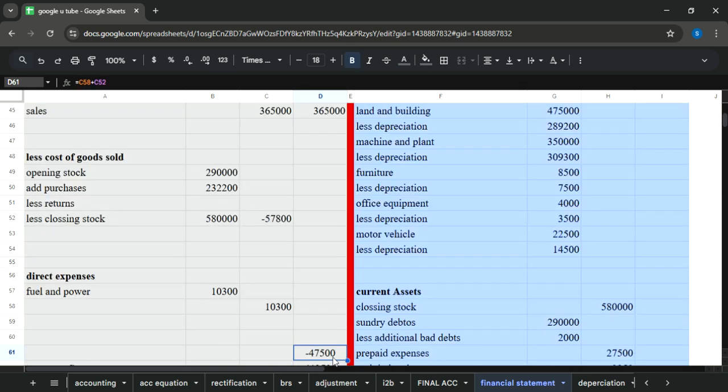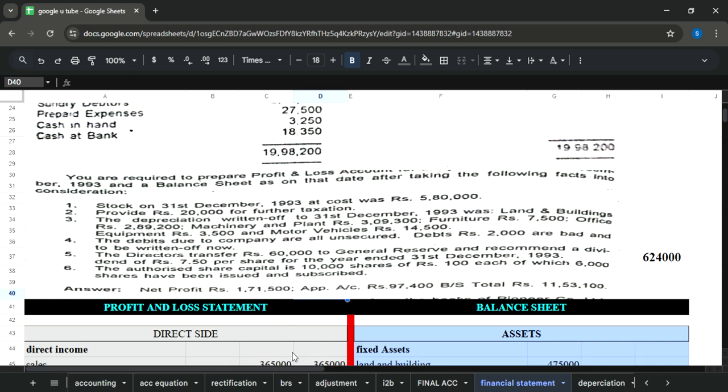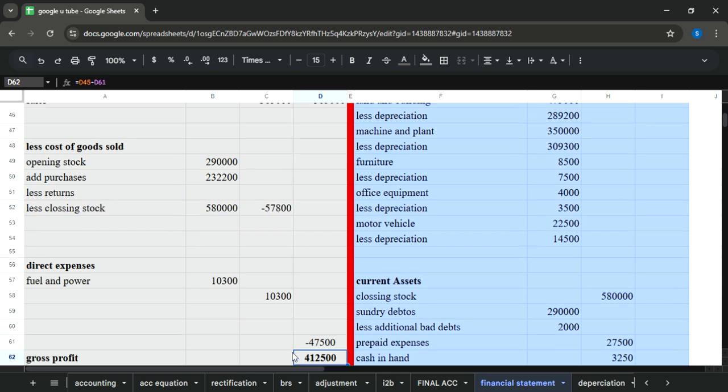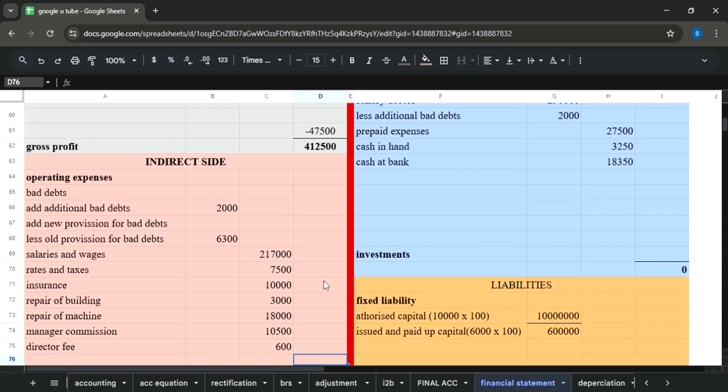There is a problem in understanding because normally it should not be over here, with a minus sign. So the cost we are getting is in minus sign. Anyhow, we have followed our rules, and the rules are saying our gross profit is 412,500. So we are leaving everything behind. Now let's start calculations of the indirect side.